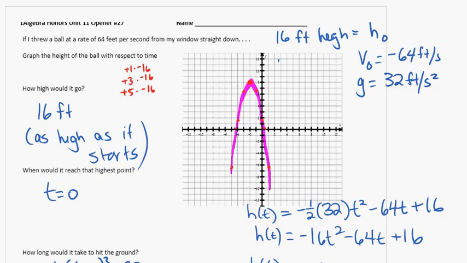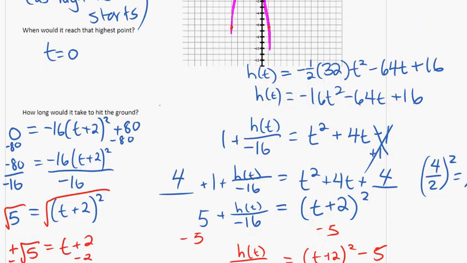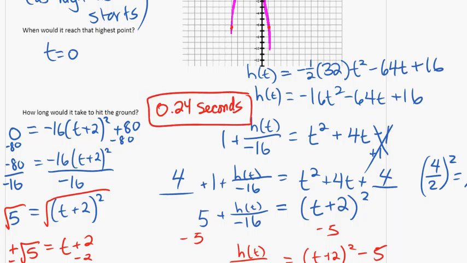Which makes sense if I'm throwing it 64 feet per second straight down. Right, that's pretty fast. It's going to hit the ground really fast. So how long would it take to hit the ground? 0.24 seconds. Now keep in mind, the fact that it was seconds depended on the fact that my velocity was in seconds. Because if it wasn't, if it was in miles per hour, then that would have been hours if the distances were in miles. So you have to start using your units to know what the answer means.